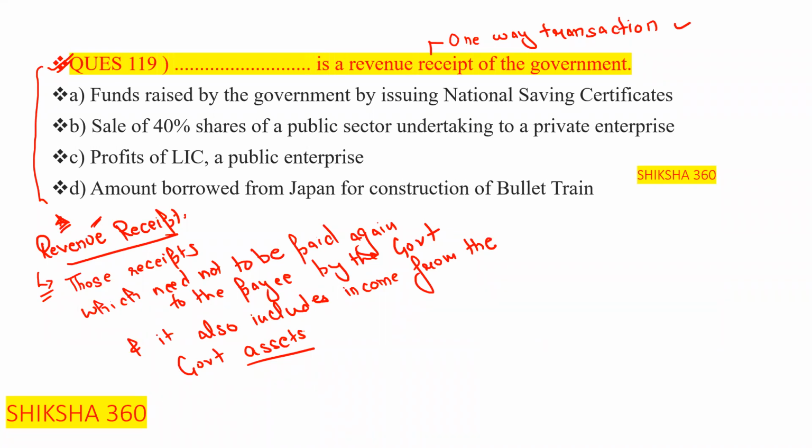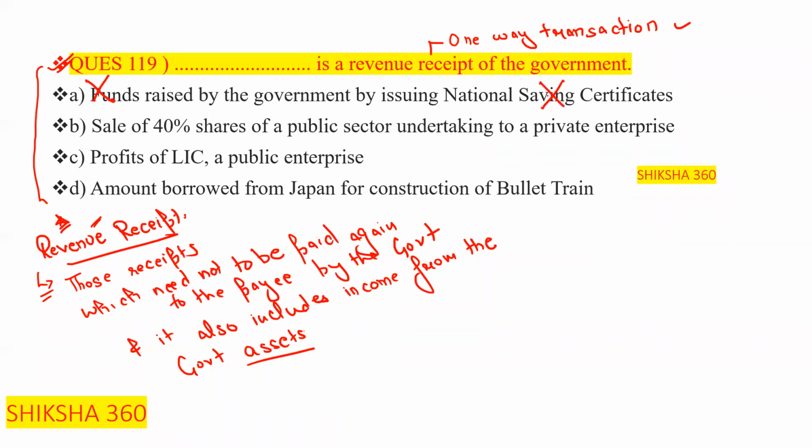So let's discuss the points. Funds raised by the government by issuing National Savings Certificates: in the end you have to pay back these funds to the public. So that does not come under revenue receipts, and this is not our answer.